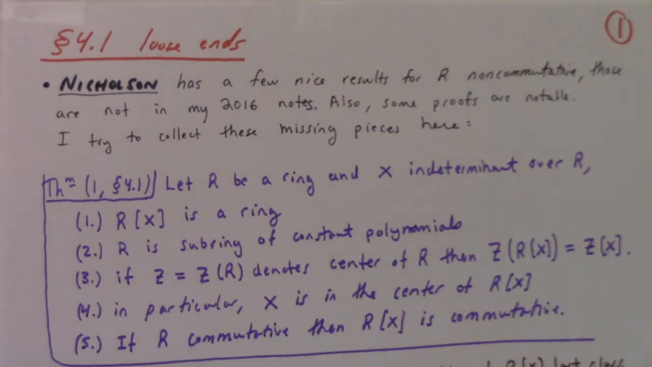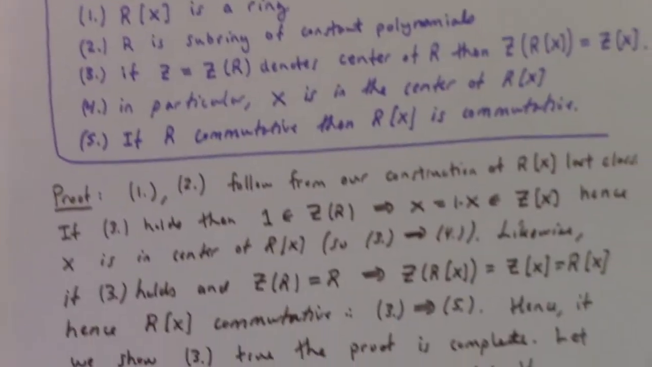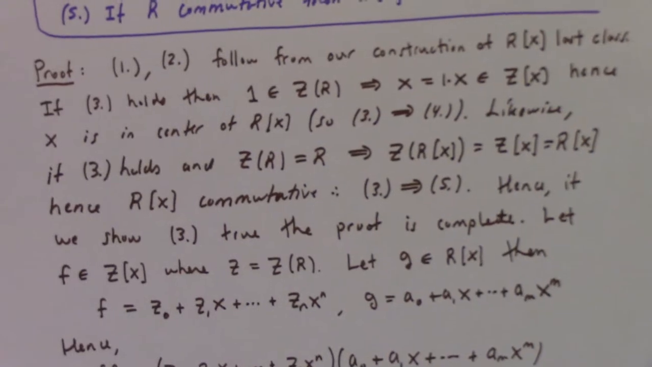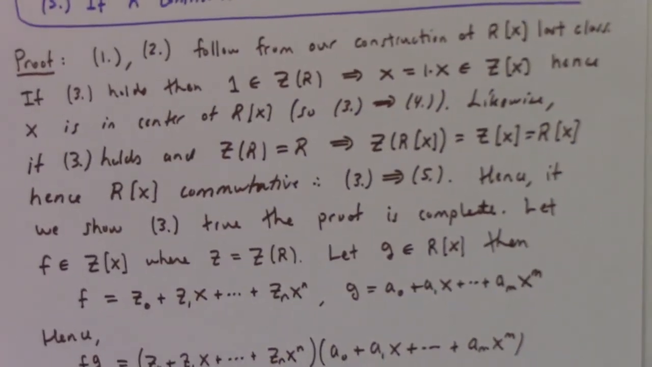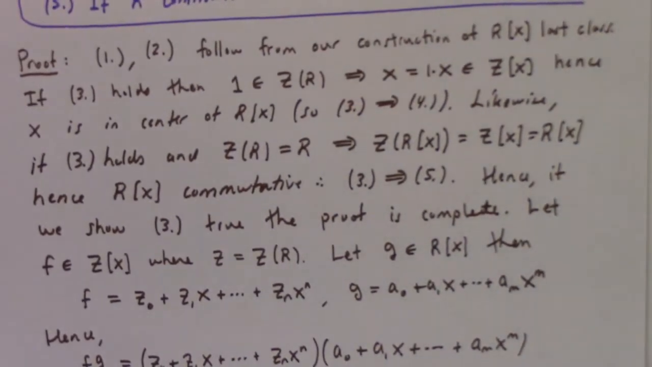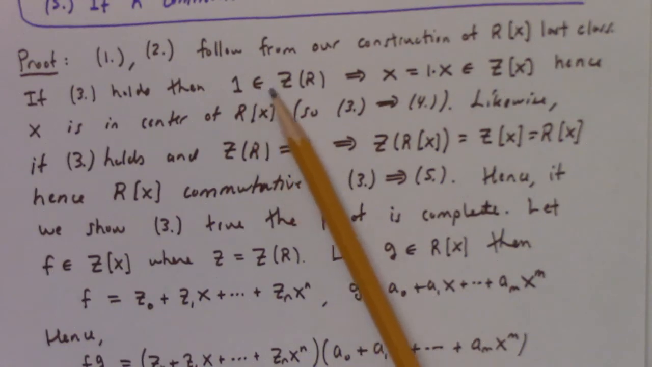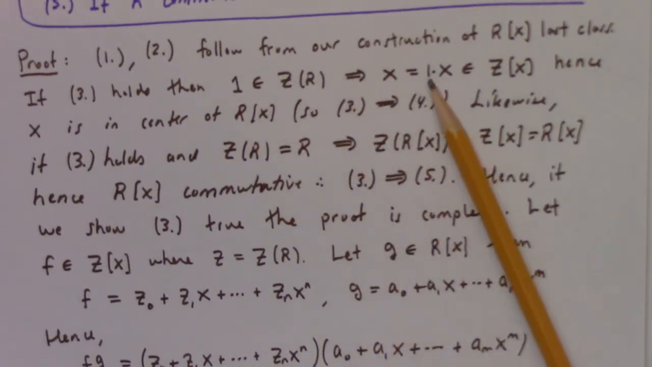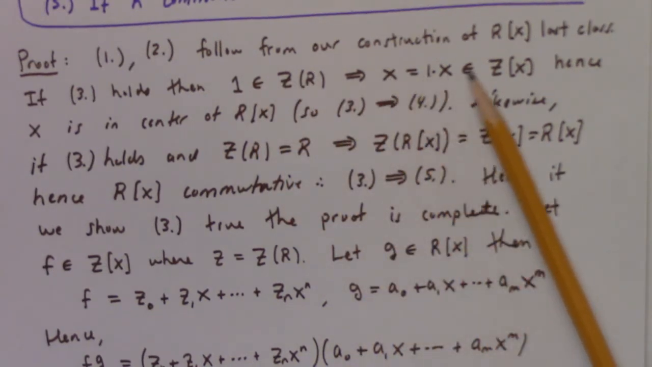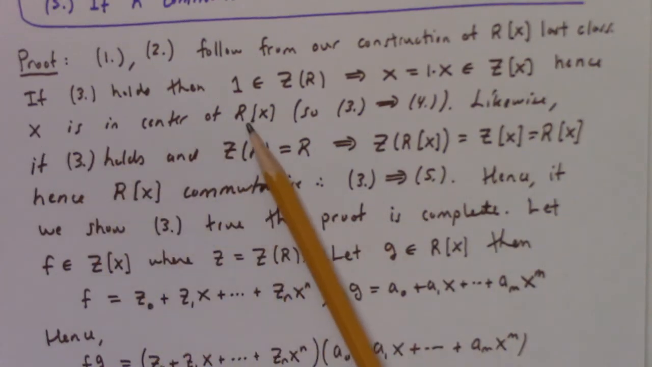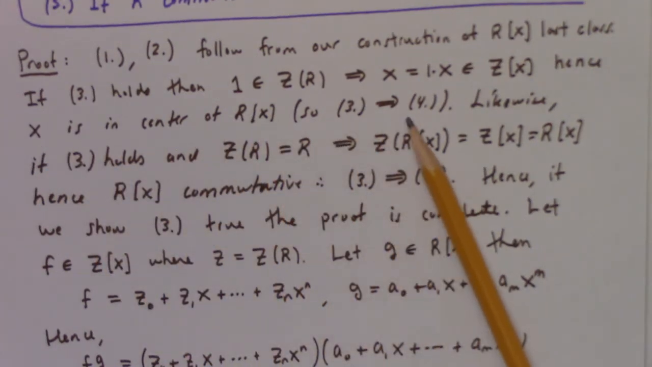So basically 1, 2, this is a very low-tech presentation, guys. So 1 and 2 follow from our construction in last class. If 3 holds, that means that 1 is in the center, right? So x is 1 times x, which means that x is in the center of the polynomials. In other words, 3 implies 4.